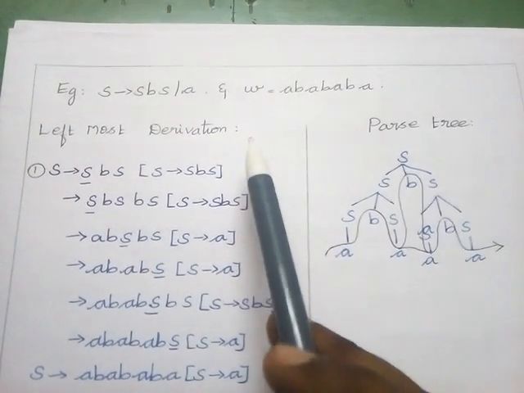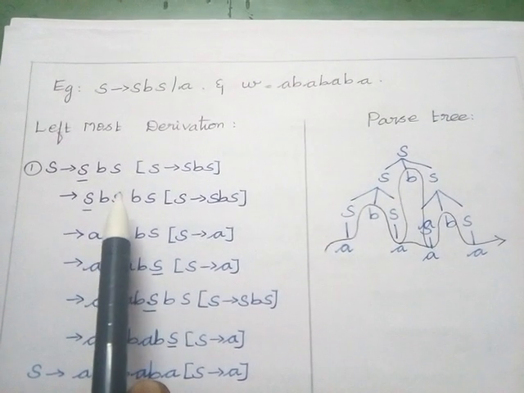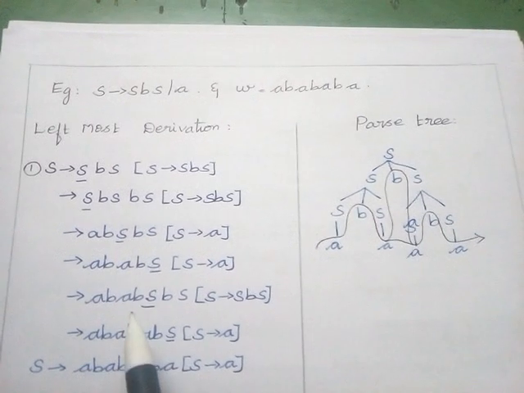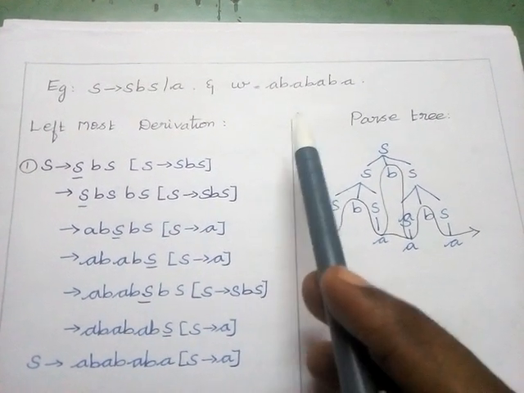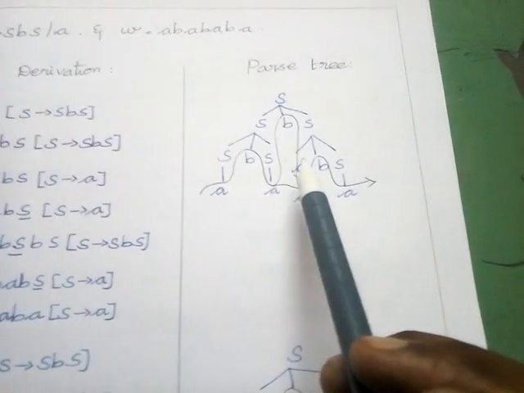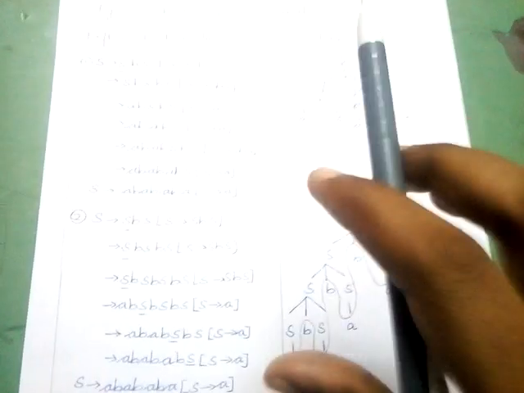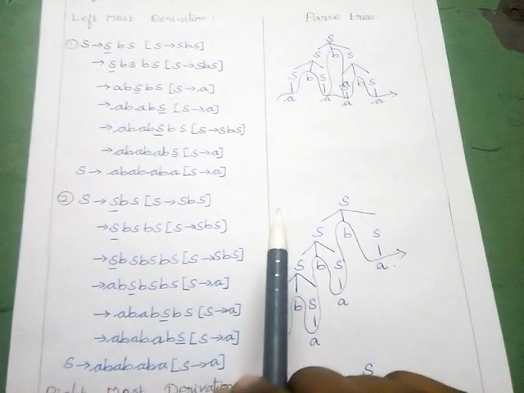Let us consider this example. In leftmost derivation, we have to replace the leftmost non-terminal with its given production and continue this procedure until we get a valid string. This is the corresponding parse tree for this leftmost derivation. For this example, I derived two leftmost derivations, which in turn says that it is an ambiguous grammar.